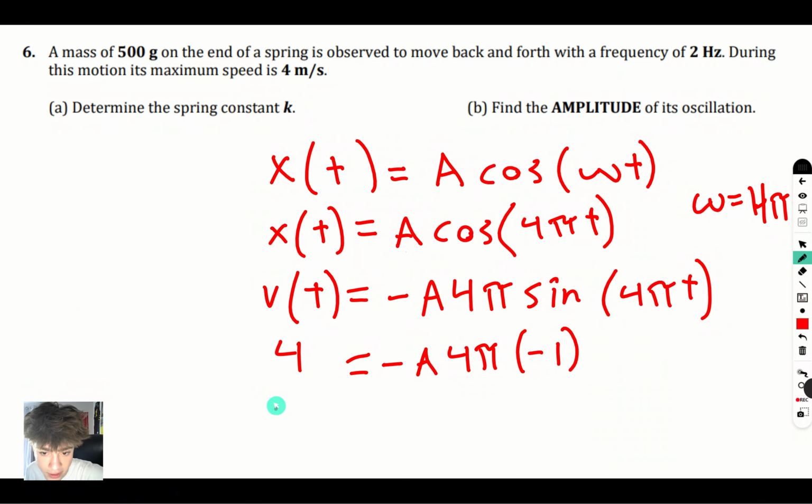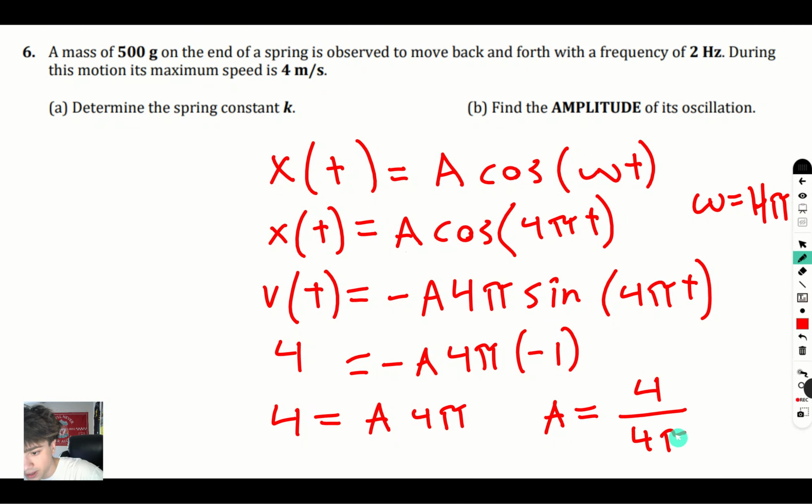And then from here, let's write this out. We'll get a 4 pi equals 4. And from here, all we're going to do is divide both sides by 4 pi, and we'll get that a is 4 over 4 pi, which we can simply write as 1 over pi. And there you have it.